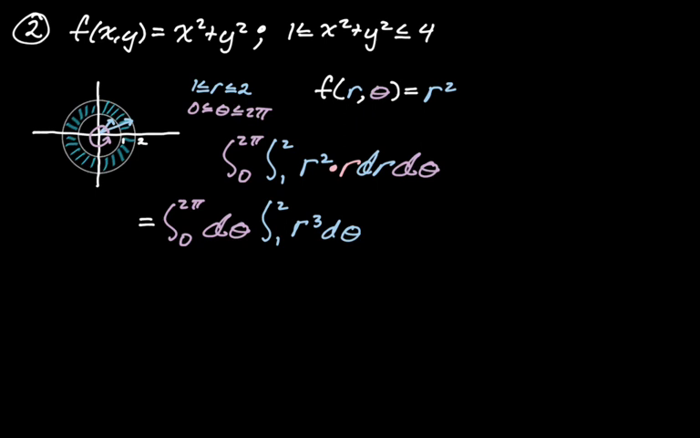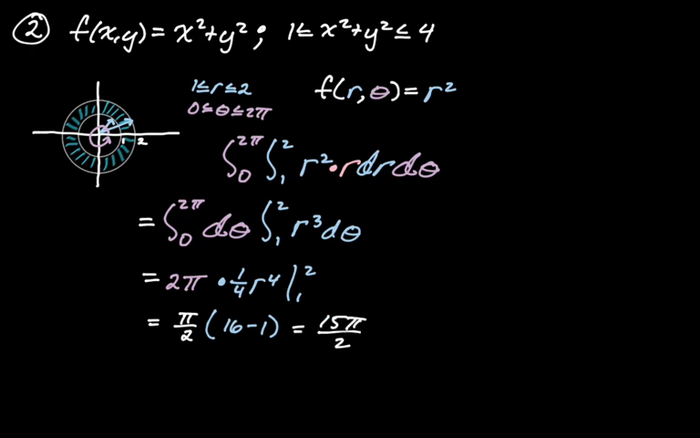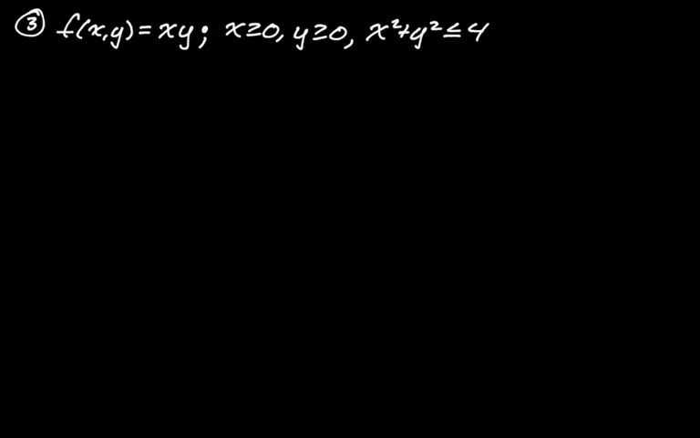So it's really common to just get like a 2 pi in front because you frequently end up just integrating 1 d theta, and then 1/4 r to the 4th from 1 to 2, and then we plug in, we get pi over 2 because 2 pi divided by 4, and then 16, 2 to the 4th is 16 minus 1 to the 4th is 1, and so we get 15 pi over 2. All right, let's take a look at the next one.